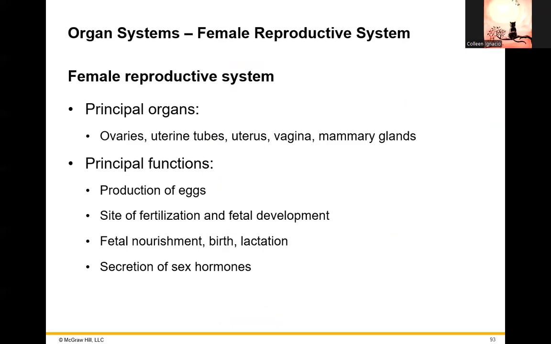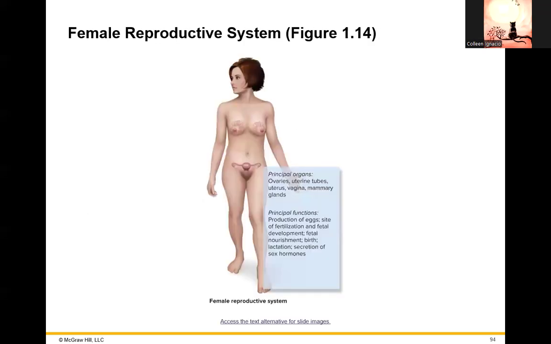Okay, let's look at the female reproductive system. We're looking at ovaries, uterine tubes, the uterus, the vagina, mammary glands. Yes, the mammary glands are a part of the female reproductive system. So what are some of the primary functions of the female reproductive system? Well, producing eggs. But this is where fertilization takes place, fetal development takes place, fetal nourishment, birth, lactation, secretion of sex hormones. So a lot's going on in the female reproductive system. So here's a great visual, and don't forget the mammary glands being a part of it.